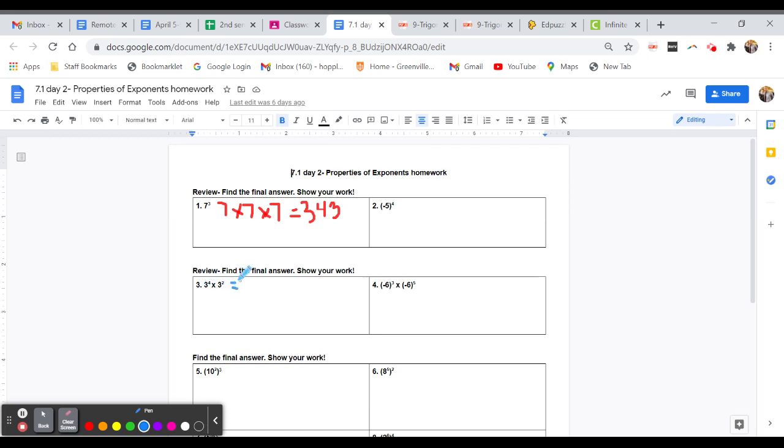So this turns into 3, because it's the base, to the fourth plus the second power. So this turns into 3 to the fourth plus the second, which is 3 to the sixth. And then you can plug that into your calculator. So 3 to the sixth power gives you 729. Do the same thing then for number 4 as well. Show your work using your base and adding your exponents.